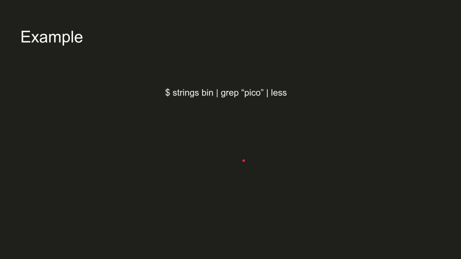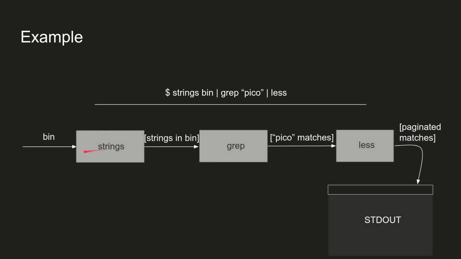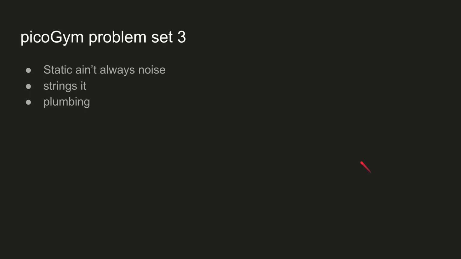A slightly more complicated command is this: strings bin, pipe to grep, grep for pico, pipe to less. So the first step finds all the strings in bin, and then grep searches for any matches with pico. And then all those matches are paginated and sent to the terminal window. So, armed with that knowledge, here's the last problem set for this lecture. Static ain't always noise, strings it, and plumbing. Good luck.